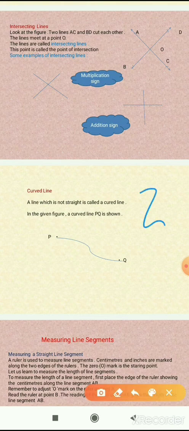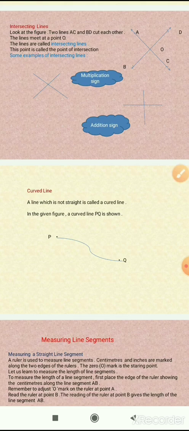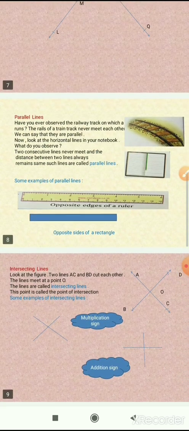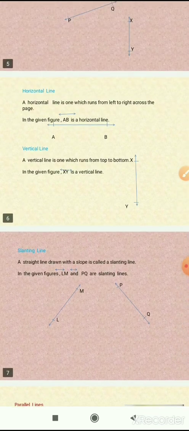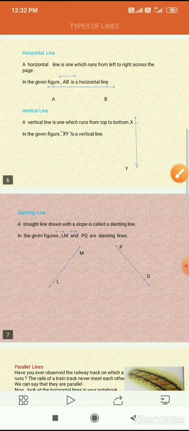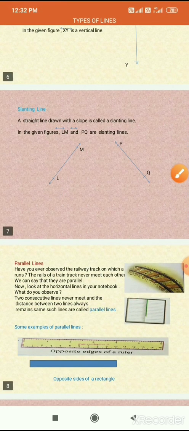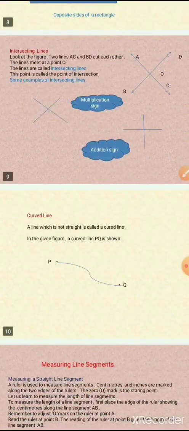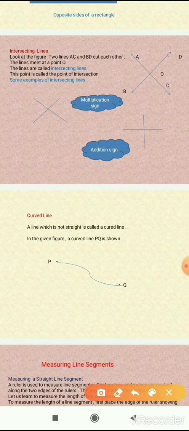It is moving. Okay. Now next point, these are some types of line which we learned now. So from that, first one is horizontal line, second vertical line, third slanting line, next parallel lines, then intersecting lines and curved lines. Okay, now we will learn how to measure the line segments.